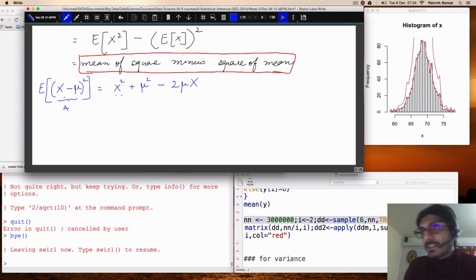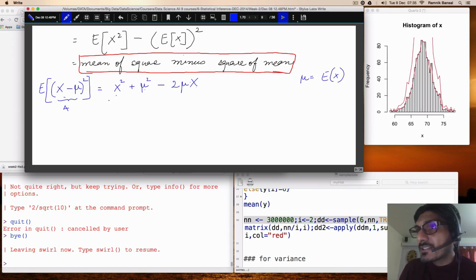But now x is a random variable. And how did we get mu? We have said that mu is expected value of x divided by n. We have done it in the previous class. Let's assume for now that n is the sample size and not the population size. So now, sorry, I don't need to divide it by n. It's just the expected value of x.